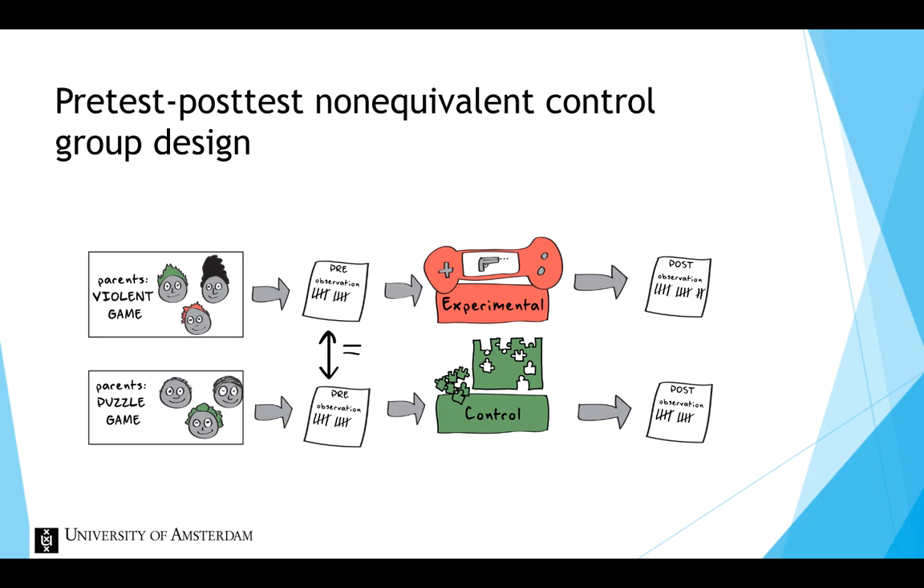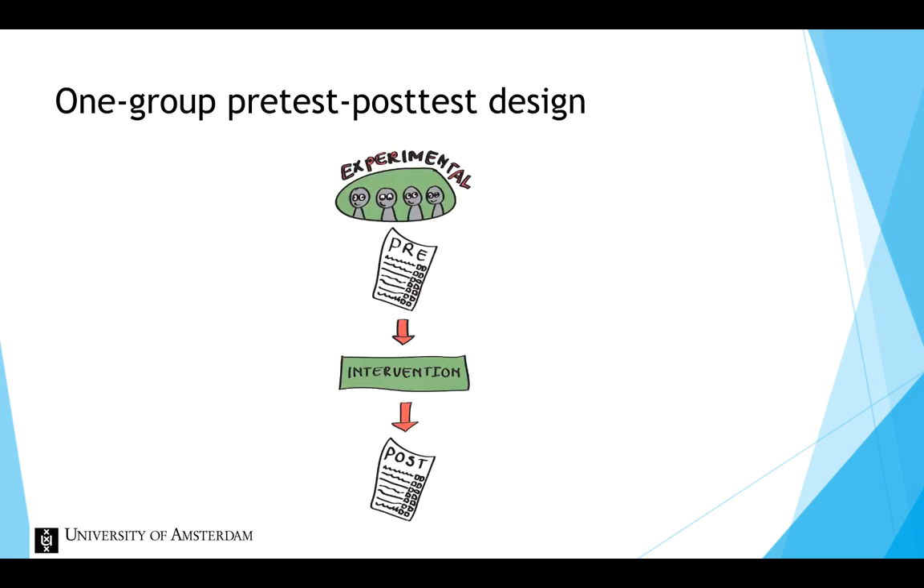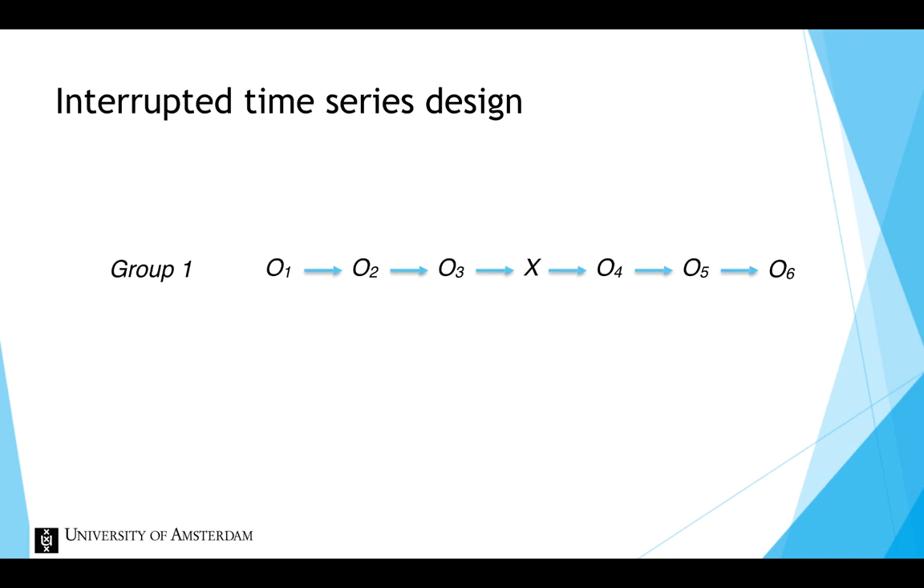Unfortunately, it's not always possible to use a control group. In that case, you could use a one-group pretest-posttest design, with just one group being measured before and after the intervention. One way to improve the one-group pretest-posttest design is to include more measures of the dependent variable before and after exposure to the independent variable. We refer to this design as an interrupted time series design. More observations before and after the treatment allow you to establish any natural change in the dependent variable.